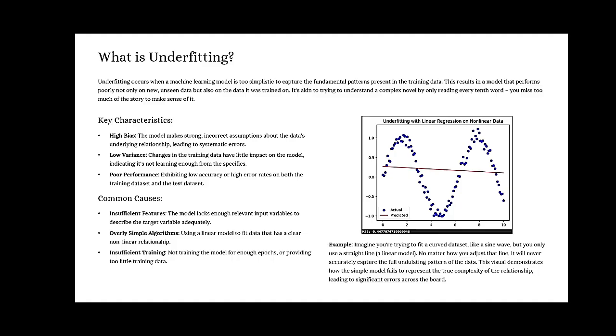Now, if we look at the graph on the right, we can see a perfect visual of underfitting. The blue dots represent the actual data, which clearly follows a sine wave-like pattern. The red line is our predicted model, a simple straight line. As you can see, the linear model completely fails to represent the true complexity of the data, leading to significant error and demonstrating a classic case of underfitting.